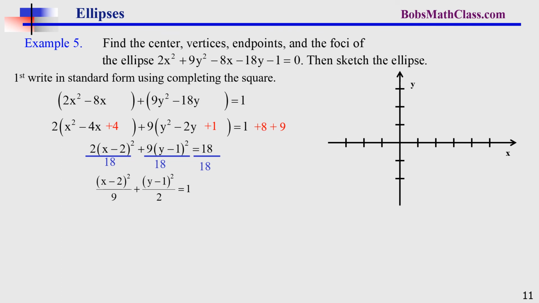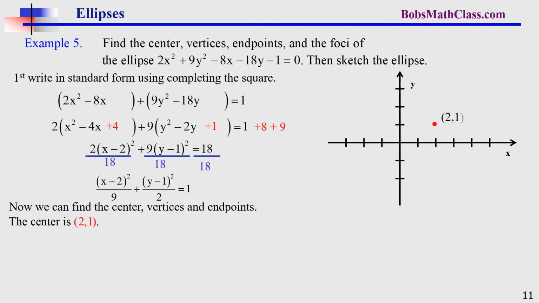What's our center? And then what's our vertices and our endpoints? So our center is 2, 1. Plot that point. Our A and B, A is 3, and B is the square root of 2. I know, it's not pretty. Square root of 2 is about 1.4. So that means we're going to go 3 left, 3 right, about 1.4 up, and 1.4 down.